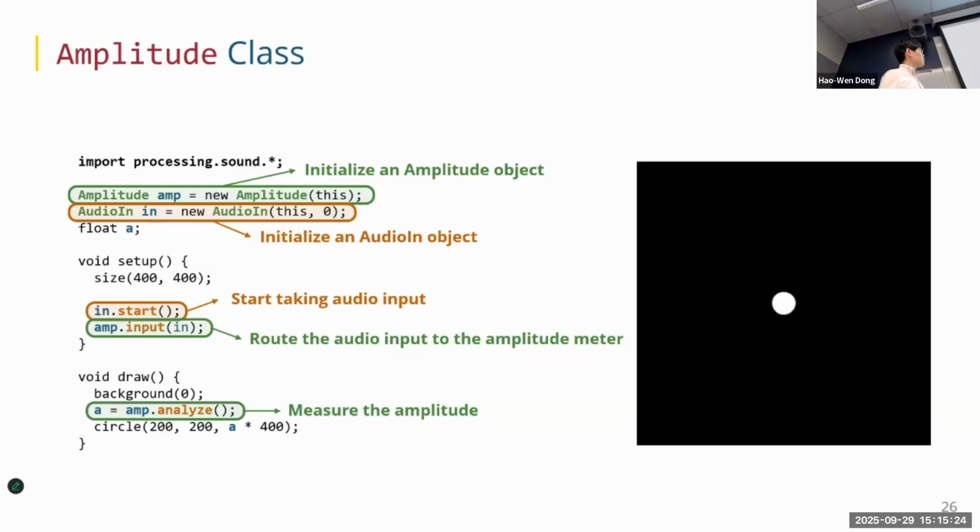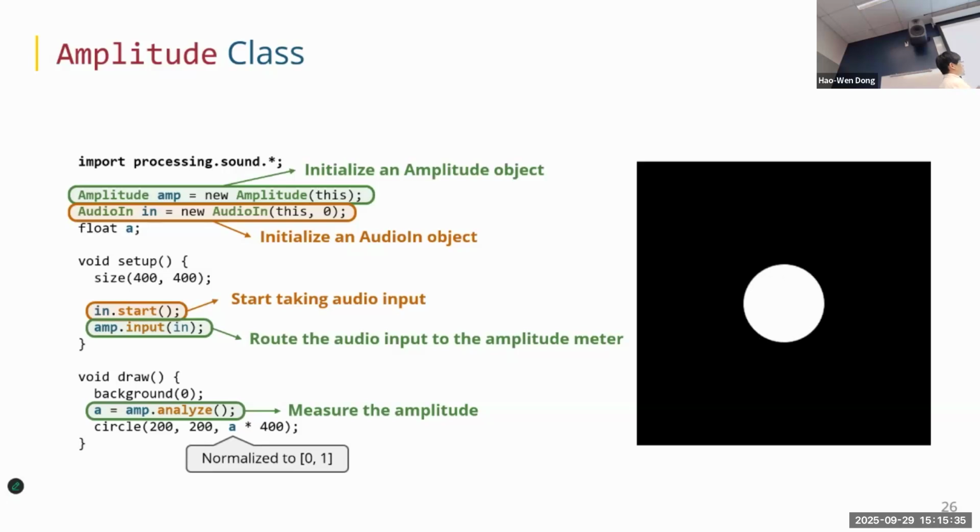So that's it, basically. Now you have the amplitude from amp.analyze. What will it analyze? That will be amp.input, so the microphone input will be analyzed by the amplitude meter that you initialized, and you get an A, which is the number for the amplitude. This amplitude is normalized between 0 and 1, so you basically multiply by 400 so that you see the shape.